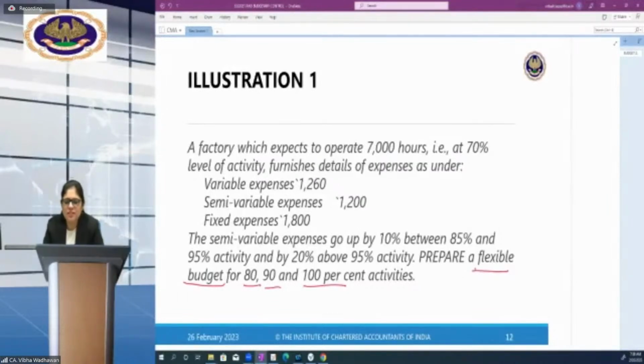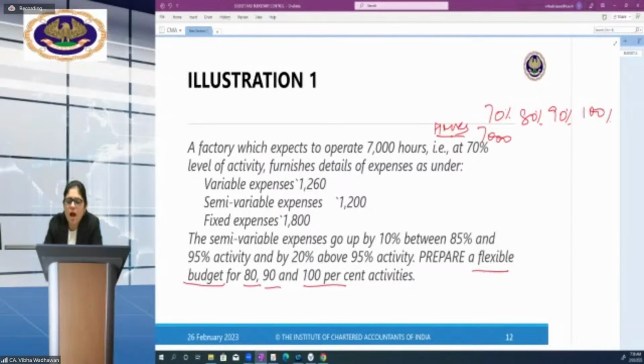So factory which expects to operate 7,000 hours, so you can make a statement of the budget. See, 70% is given to us. And then you have to make for 80, 90 and 100%. First of all, you have to make for 70% as it is given. So first should be the hours. All right. So 7,000 hours are at 70% level of activity.